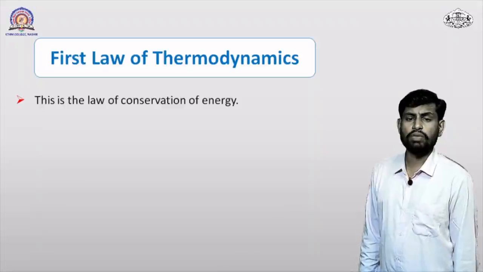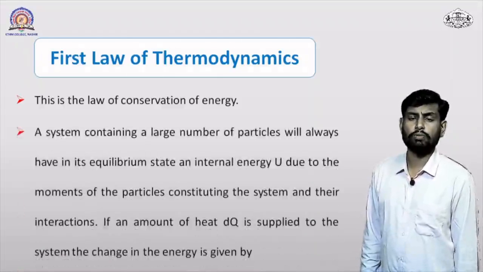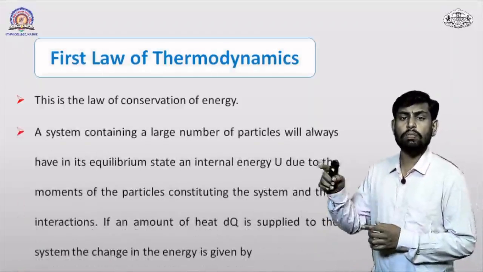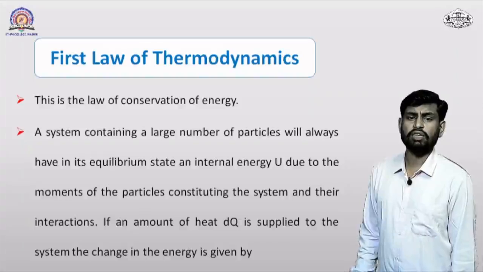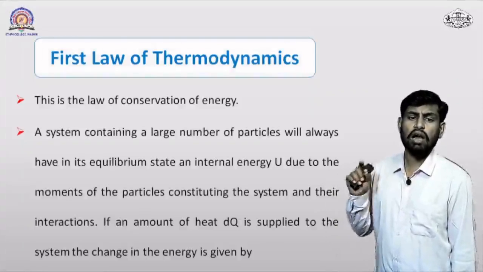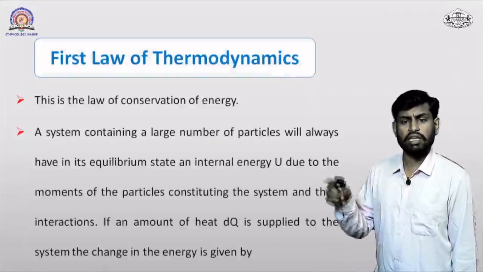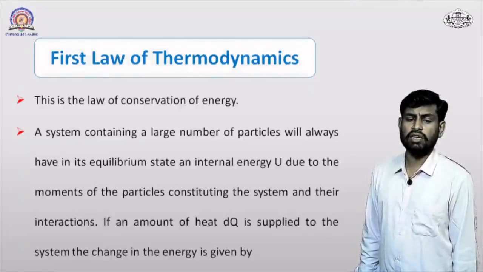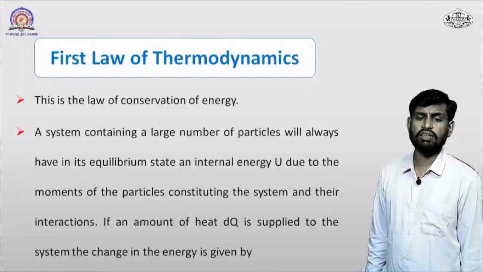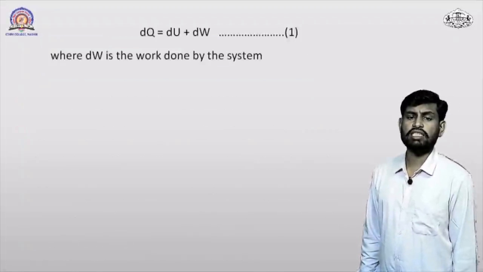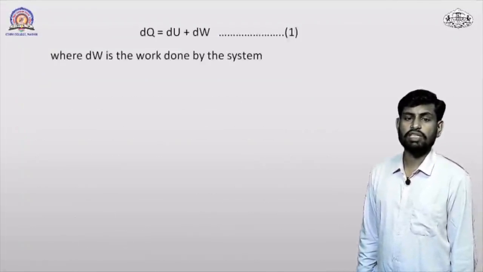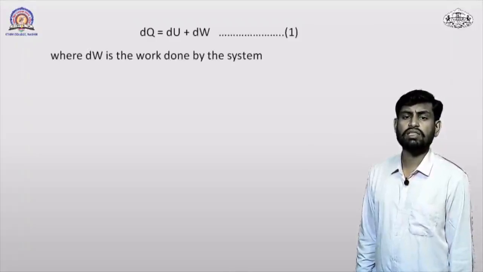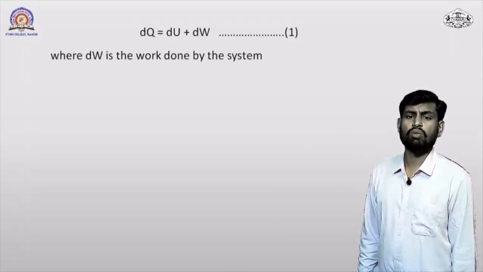This is the law of conservation of energy, meaning the first law of thermodynamics is also known as the law of conservation of energy. A system containing a large number of particles will always have, in an equilibrium state, an internal energy U, due to the momentums of the particles that constitute the system and their interactions. If an amount of heat dQ is supplied to the system, the change in energy is given by dQ is equal to dU plus dW, meaning change in internal energy plus change in work done. dW is the work done by the system.